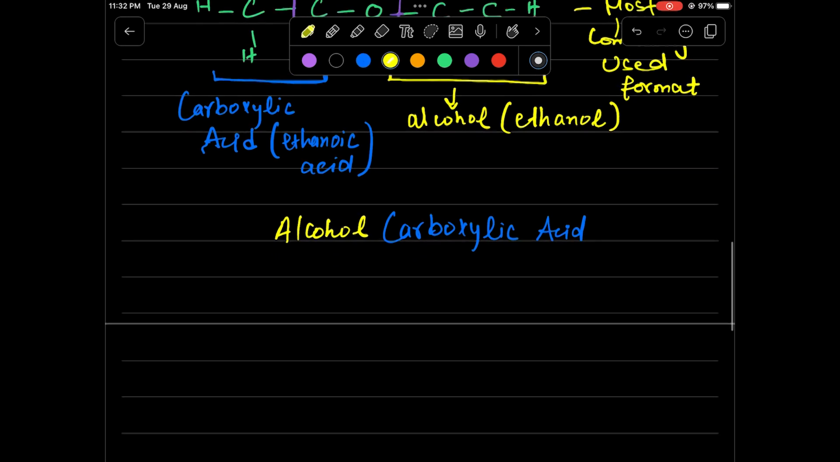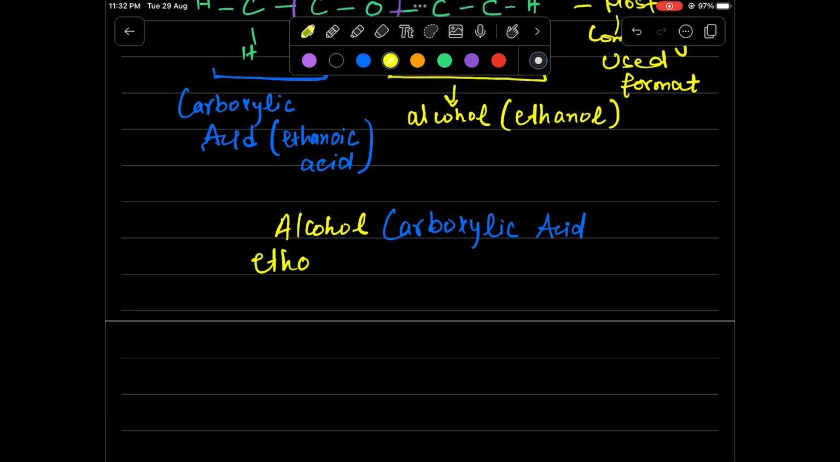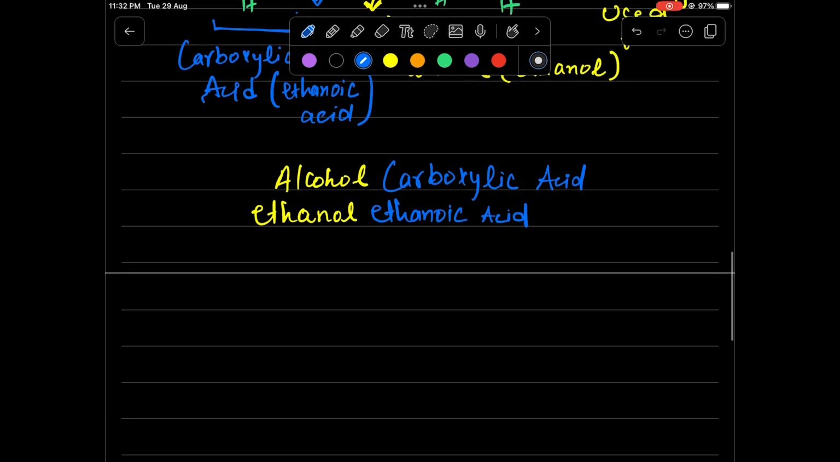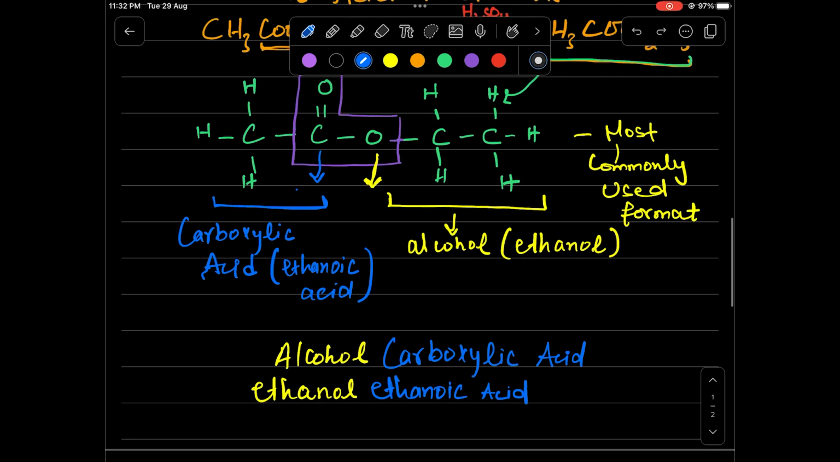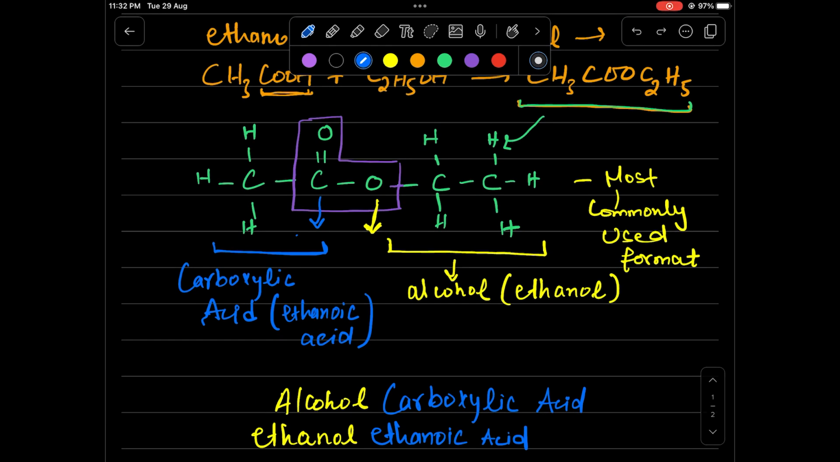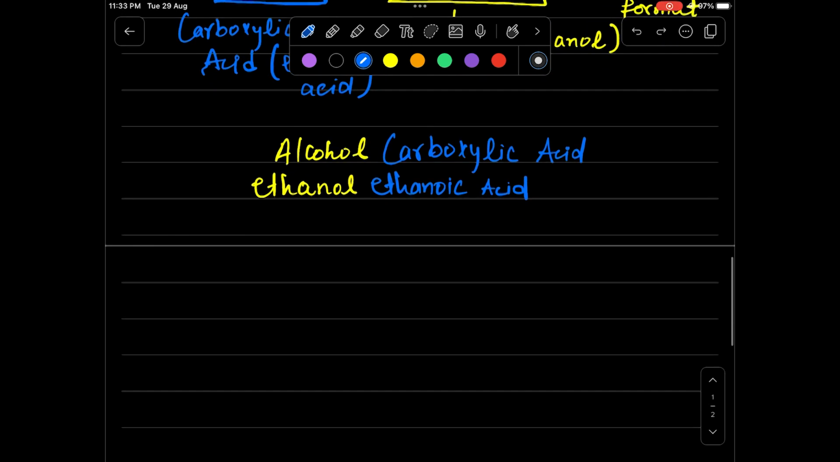Okay, so what did I use over here? I used ethanol, and for the carboxylic acid I used ethanoic acid. But this is not the complete name. You might be wondering, maybe this is the complete name, ethanol ethanoic acid. No, because this doesn't sound right. Ethanol ethanoic acid sounds like two separate species, so I have to make it one species, because now this whole structure is one thing. It's not an alcohol and a carboxylic acid separate anymore, they're combined, right?